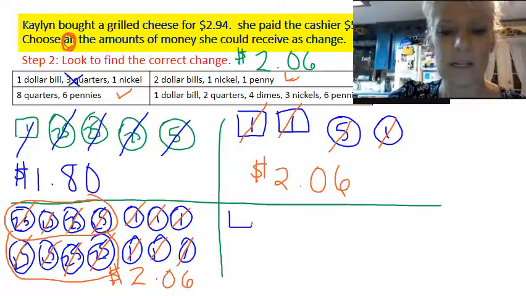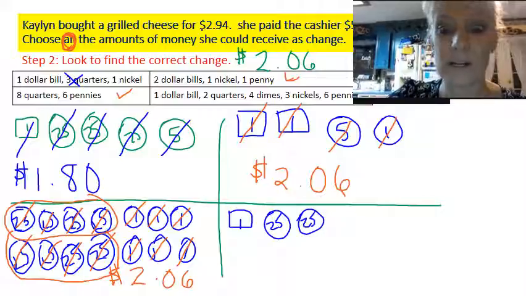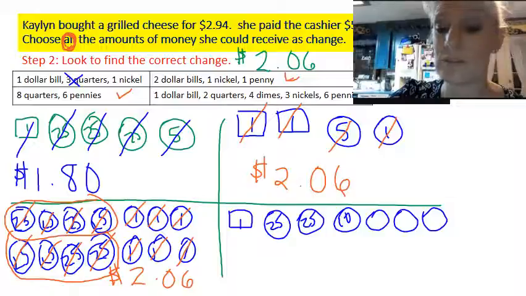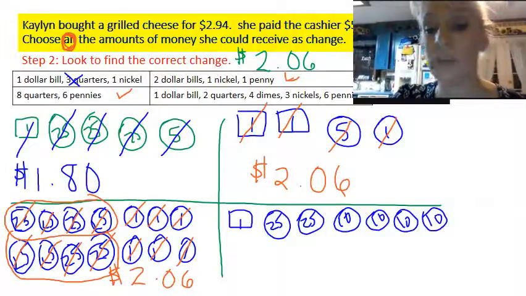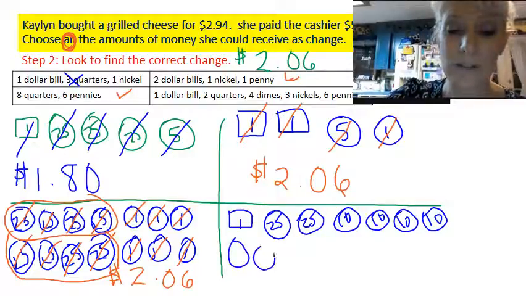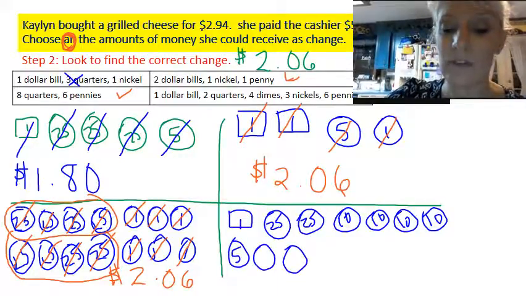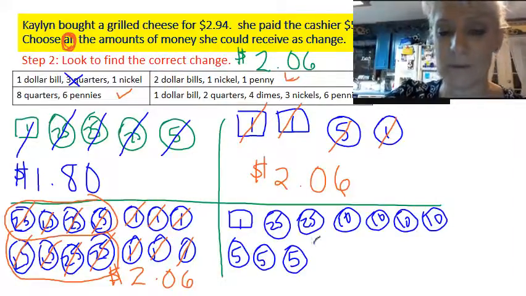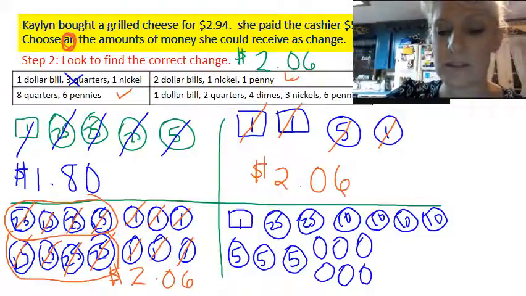Here I have $1. I have 2 quarters. I have 4 dimes, 1, 2, 3, 4. Those each have 10 in them. We haven't used a dime yet. I have 3 nickels, 1, 2, 3. They have a value of 5. And I have 6 pennies again, 1, 2, 3, 4, 5, 6. Putting my penny inside there.